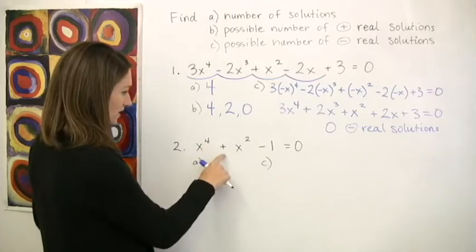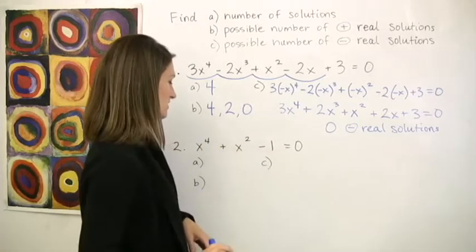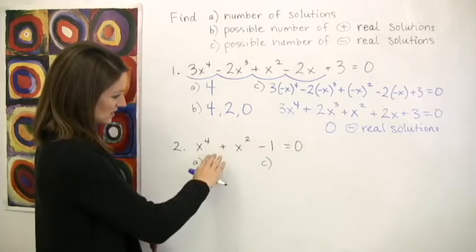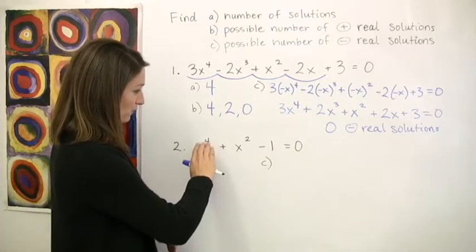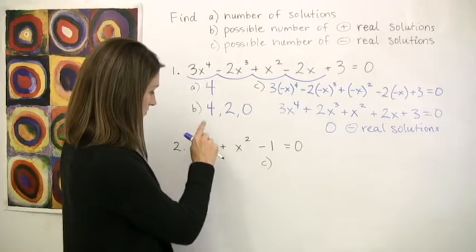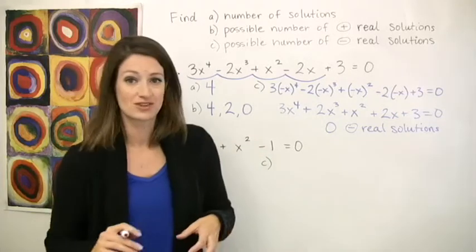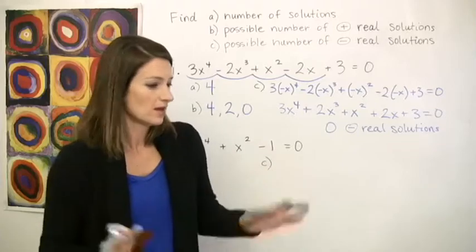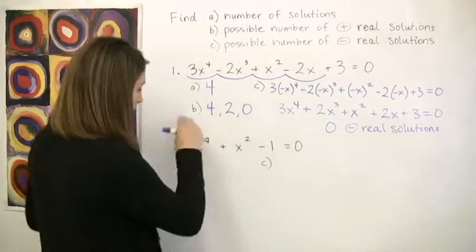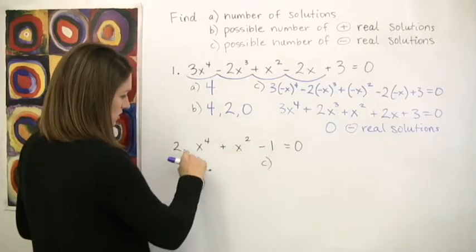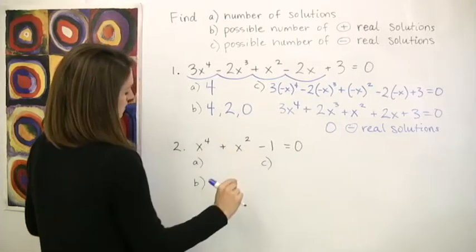We have x to the 4th plus x squared minus 1 equals 0. And looking at this polynomial, we have 2 terms, x to the 3rd, which has a coefficient of 0, and x, which has a coefficient of 0. We're not going to bother with those when we're looking at our variations in signs. We're just going to go straight from the first term to the second term.